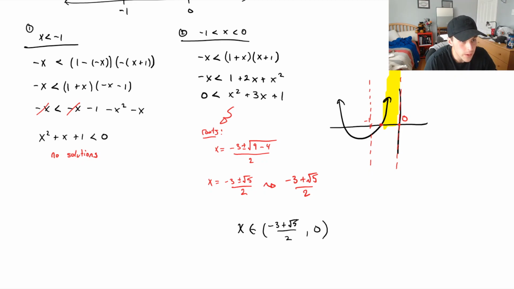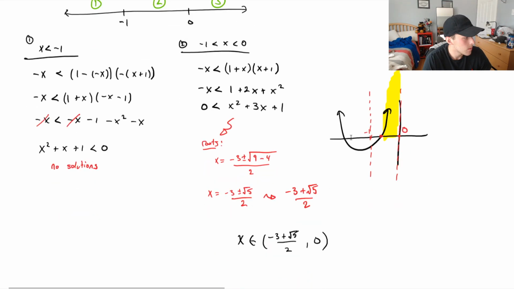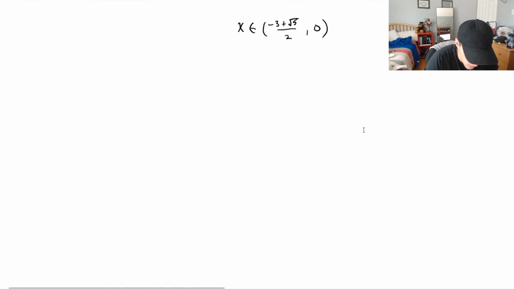So region number 3, this is when x is greater than 0. Okay, let's take a look at that. So we've got when x is greater than 0. Well, all of the absolute values in this case are going to be positive, right? Same thing, same process that we've done with the other ones.